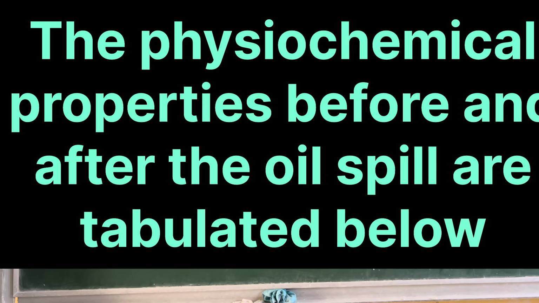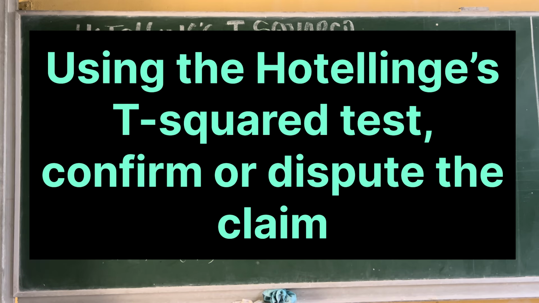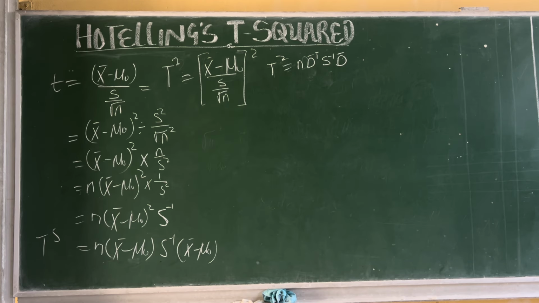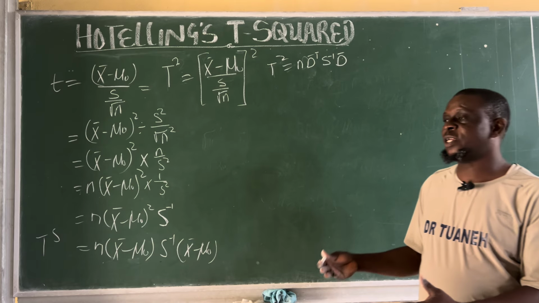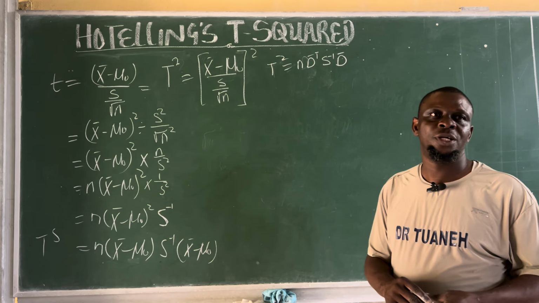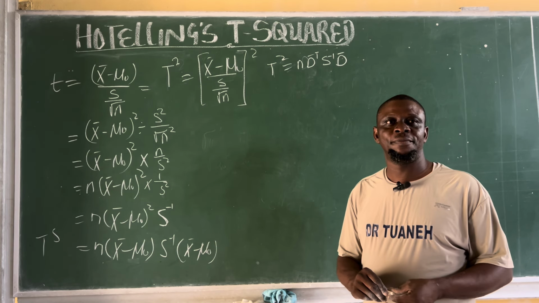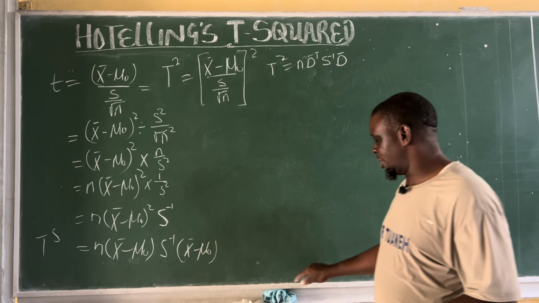The physiochemical properties before and after the spill are tabulated below. Using the Hotelling's T-square test, confirm or dispute the claim of the community. So in this case, what we are expected to do is to conduct the Hotelling's T-square to confirm what the community claimed, that the oil spill impacted their community, or we dispute their claim. Now, this is the data.